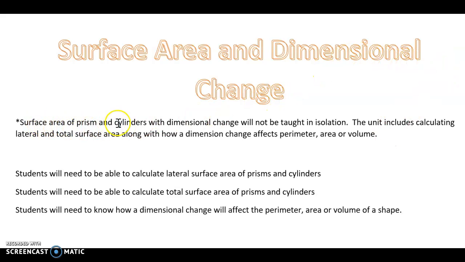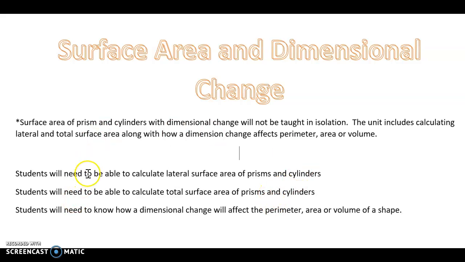Surface area in prisms and cylinders with dimensional change will not be taught in isolation. The unit includes calculating lateral and total surface area along with how dimensional change will affect perimeter, area, and volume. Students will need to be able to calculate lateral surface area of a prism and cylinder. You'll also need to be able to calculate total surface area of prisms and cylinders. And you'll need to know how dimensional change will affect the perimeter, area, and volume of a shape.